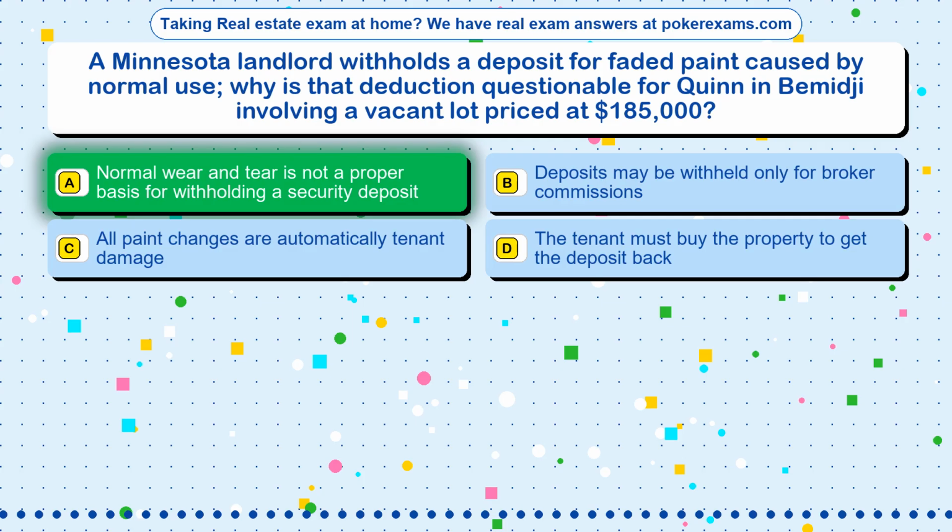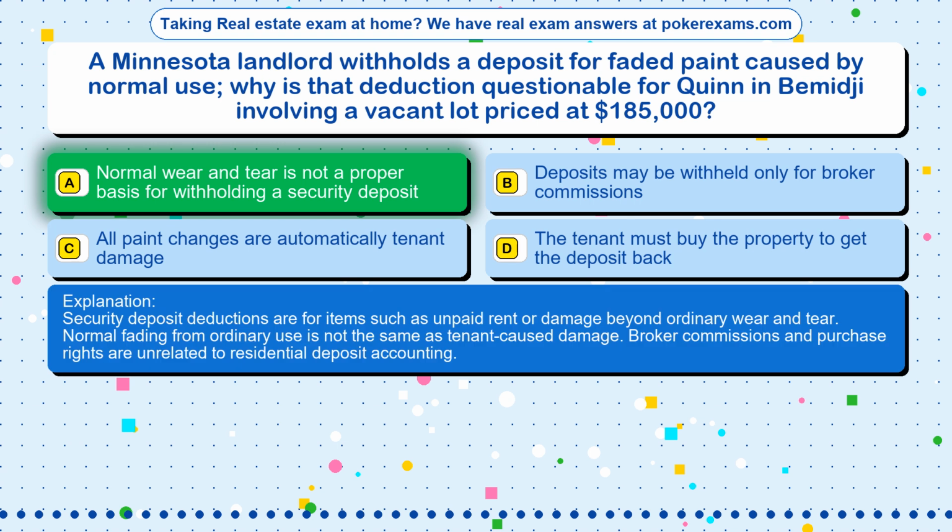The correct answer is option A. Normal wear and tear is not a proper basis for withholding a security deposit. Security deposit deductions are for items such as unpaid rent or damage beyond ordinary wear and tear. Normal fading from ordinary use is not the same as tenant-caused damage. Broker commissions and purchase rights are unrelated to residential deposit accounting.